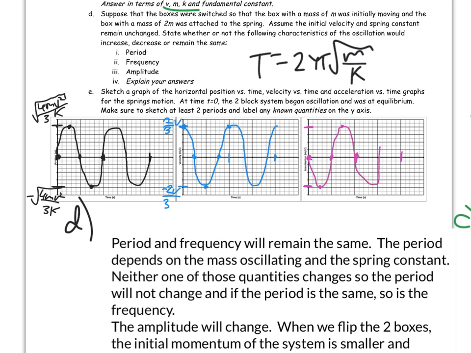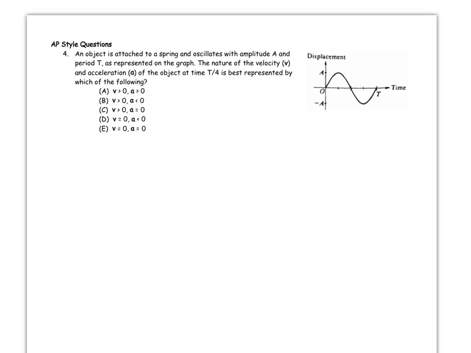The acceleration versus time graph always ends up being the flip of the position versus time graph. And if you are in calculus, you know that because when you take the derivative of sine twice, you get negative sine. All right, and so this is a sine curve here starting at 0. This is negative sine. All right, let's go ahead and work through this AP style multiple choice question.